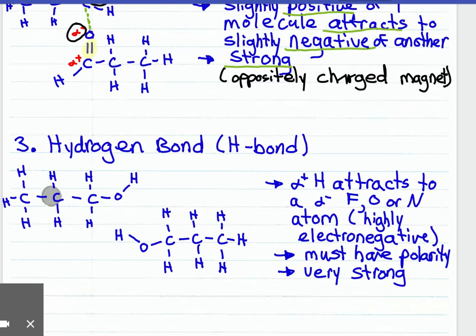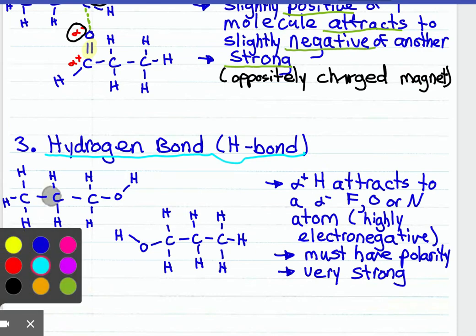All right, the last type of these intermolecular forces is called a hydrogen bond, okay? So a hydrogen bond is kind of like a dipole, but it's a dipole that exists between very specific atoms. It's when a partially positively charged hydrogen attracts to a partially negatively charged fluorine, oxygen, or nitrogen.